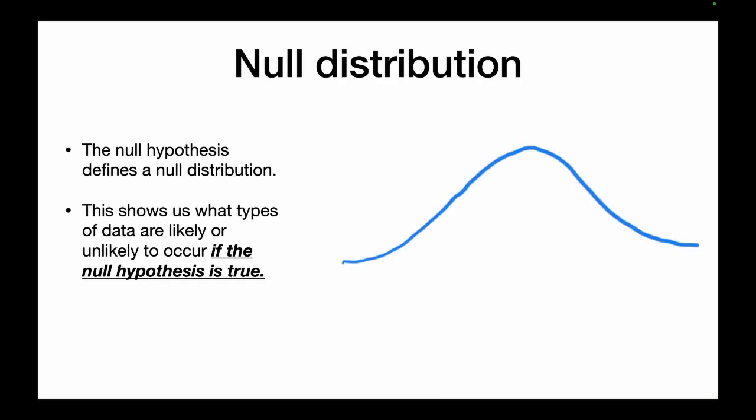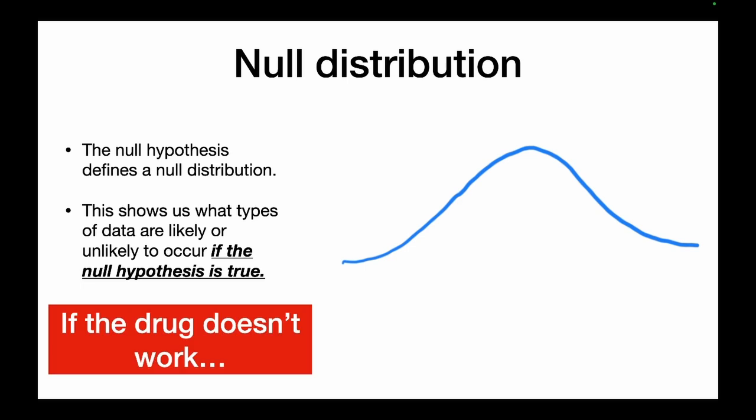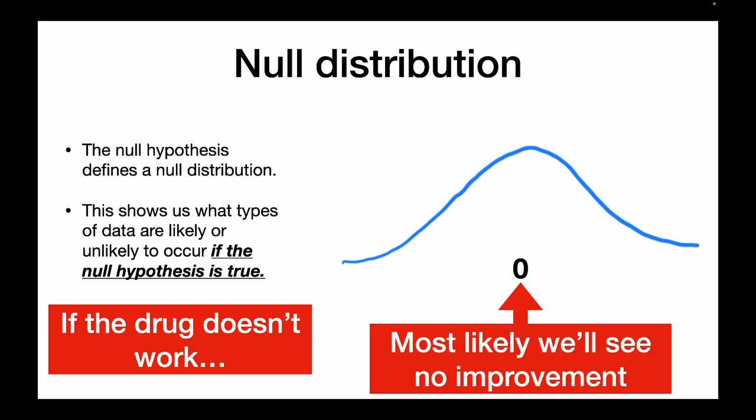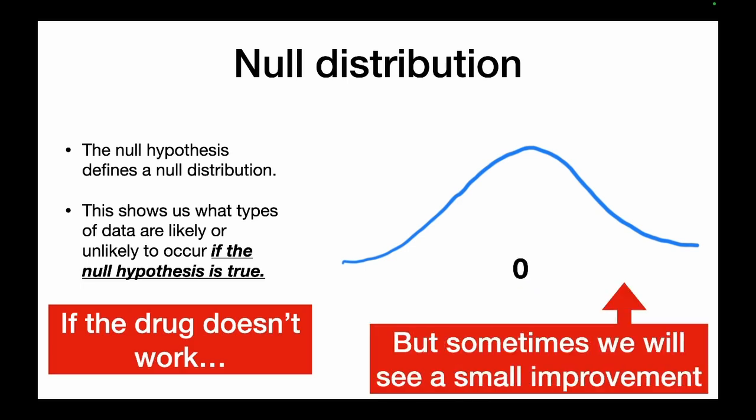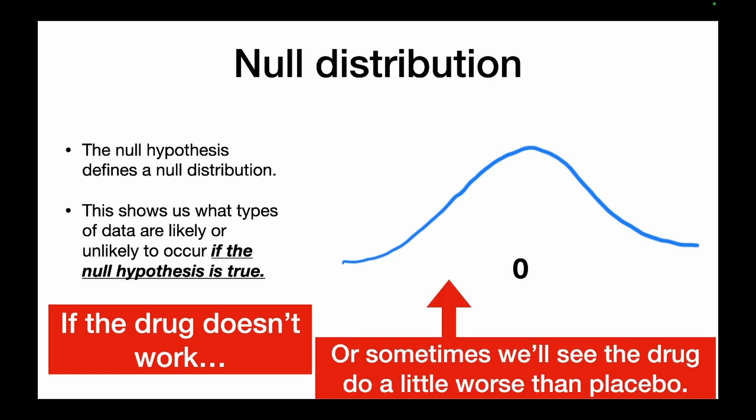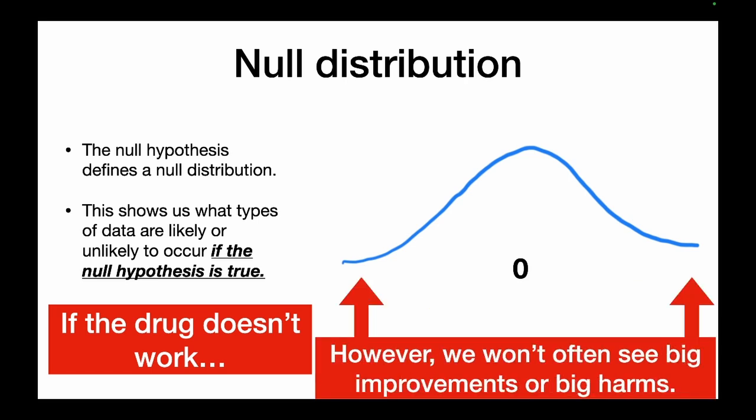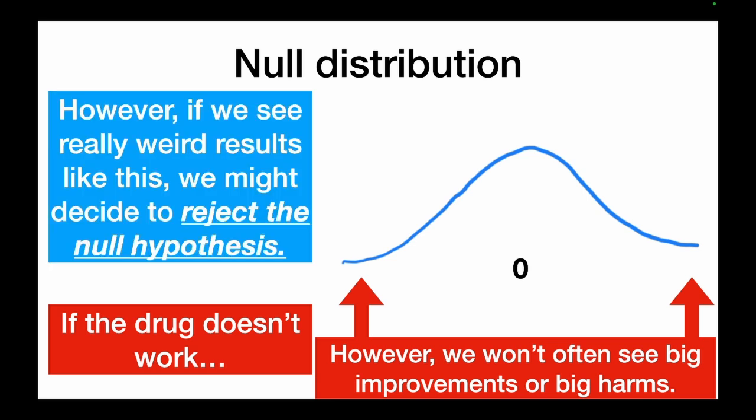The null hypothesis helps us define a null distribution, and this shows us what types of data are likely or unlikely to occur if the null hypothesis is true. So if the drug doesn't work, most likely we'll see no improvement. But sometimes we'll see a small improvement, or sometimes we'll see the drug do a little worse than the placebo. However, we won't often see big improvements or big harms. However, if we see really weird results like this, we might decide to reject the null hypothesis.